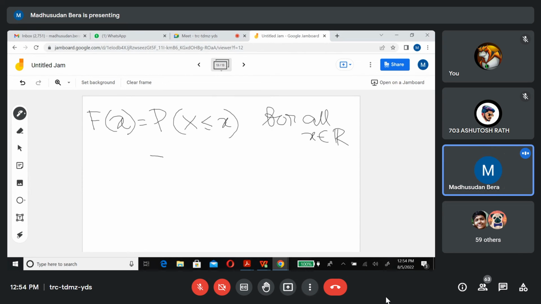So that means we will add all such probability mass functions. Summation over y, where y is less than or equal to x, correct or not? For different y values, we will take the probability mass function and add them up, whenever y is less than or equal to x. That thing is our cumulative distribution function. Now it will be clear if we do it with an example.